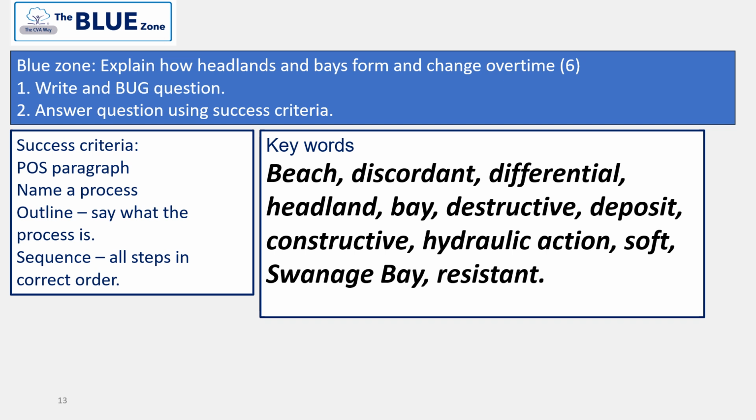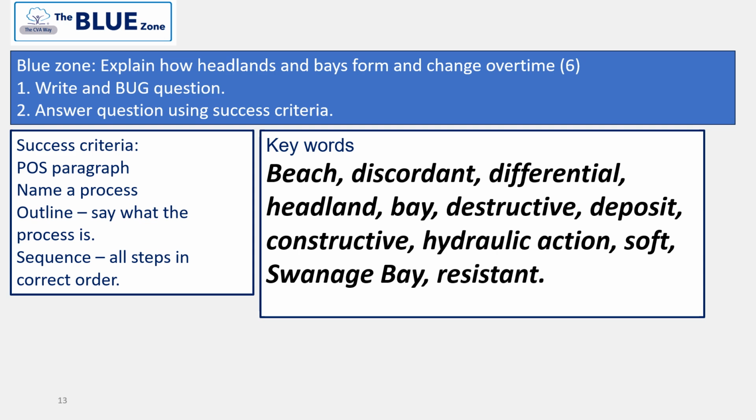I have the success criteria, a POS paragraph. It's just one paragraph. You need to name a process. This could be discordant coastline, hydraulic action, deposit, and then you need to outline it, say what the process is. Throughout all of this, you'll be following the sequence. You'll be putting the steps in the correct order. Step 1, there's a discordant coastline, and so on.